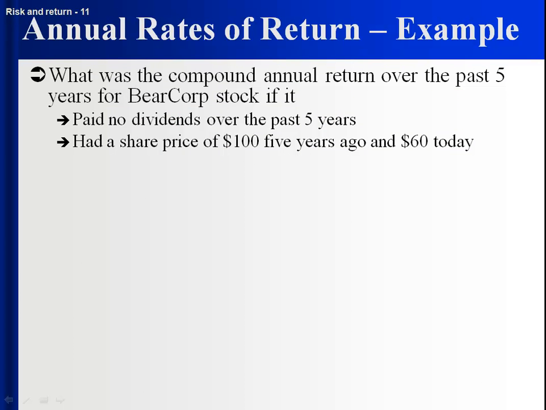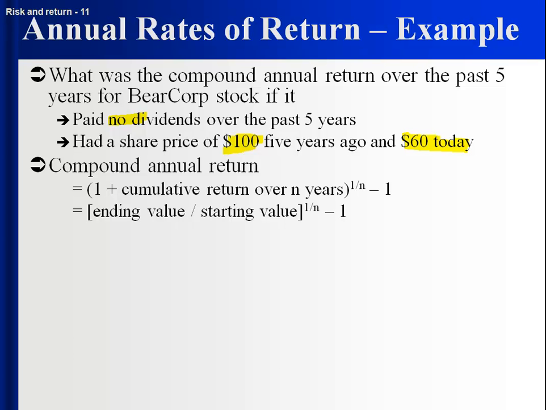So let's take a look at Bear Corp. It's paid no dividends. 5 years ago it was priced at 100 and today it's priced at 60. So you can see the price went down, so we should expect a negative compound return. Ending value over starting value is 60 over 100, which tells us that for every dollar we invested 5 years ago, we only have 60 cents today. And we're so used to seeing that ending value over starting value being 1.6 or 1.23 or 1.94 that it's important to look at a case where 60 over 100 is 0.6, and remember that's equal to 1 plus the cumulative return.